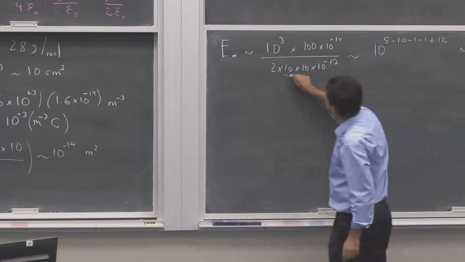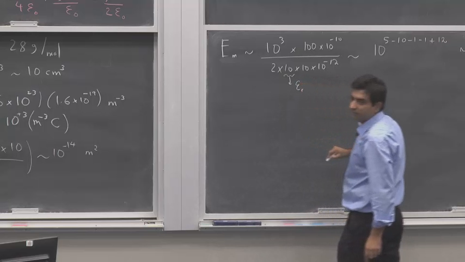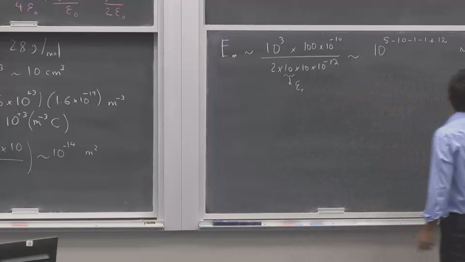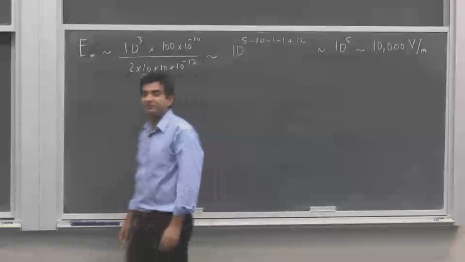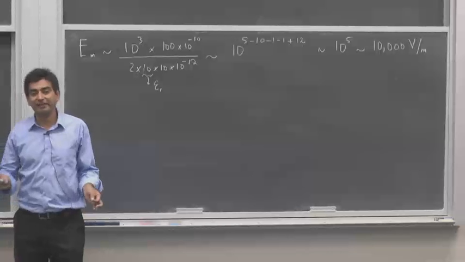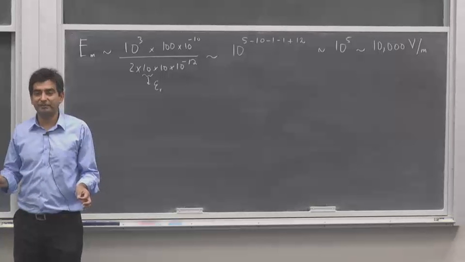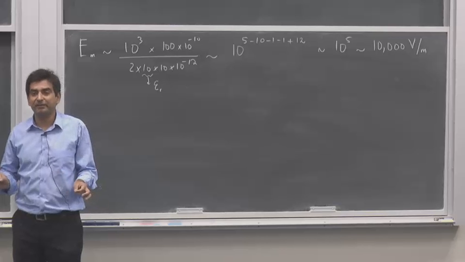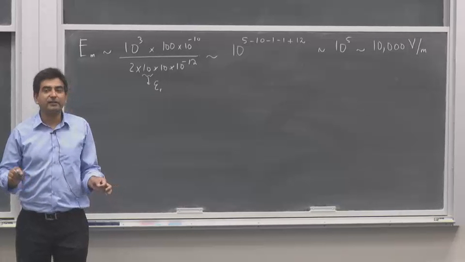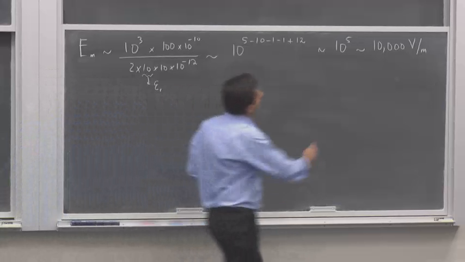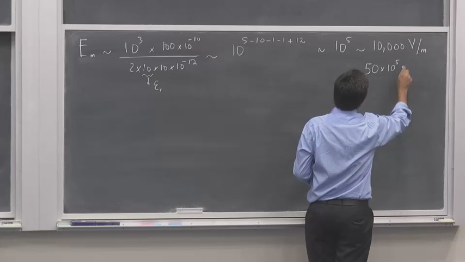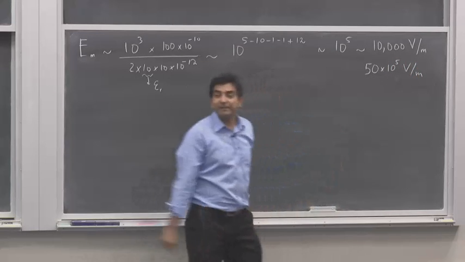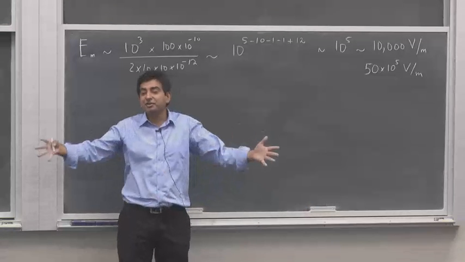So this is the relative permittivity of silicon, epsilon r. This is 8.85 into 10 to the power minus 12. So this turns out to be 10,000 volts per meter. It's an extremely large field inside the junction. Remember that the breakdown strength of air is 50,000 volts per centimeter, 50 kilovolts per centimeter, which is 5 into 10 to the power 6 volts per meter. And here we have 10 raised to the power 5 volts per meter inside silicon. It's a really large field.